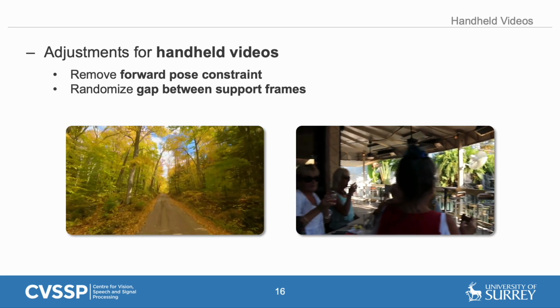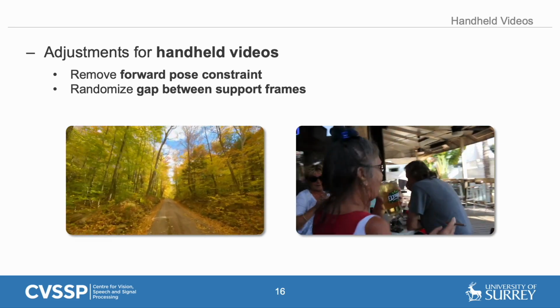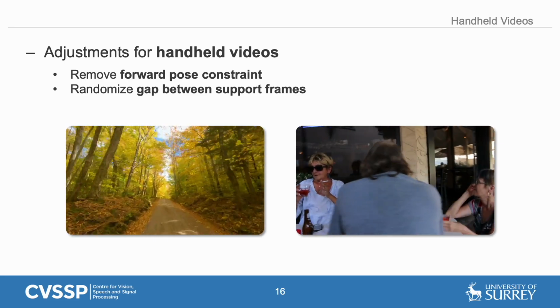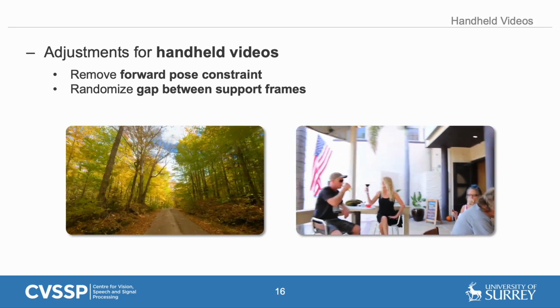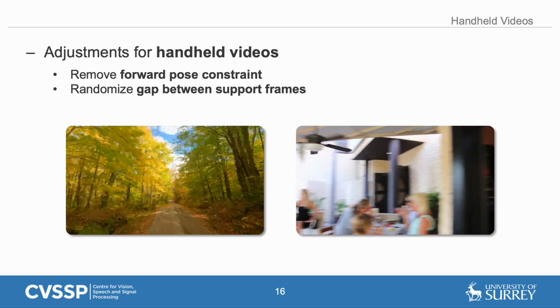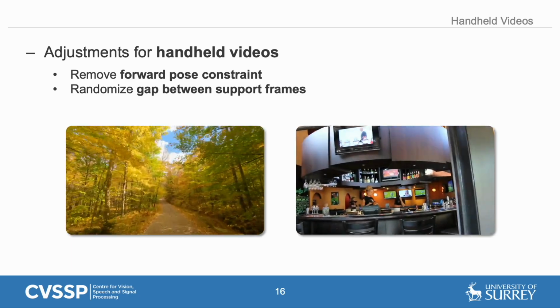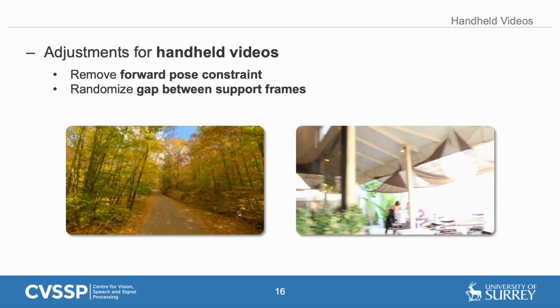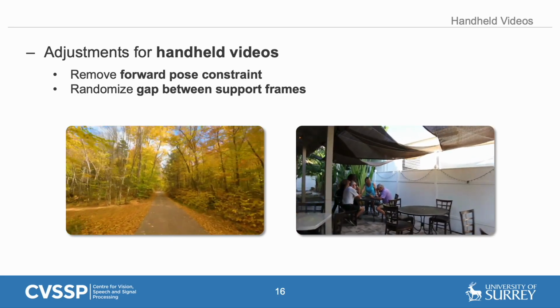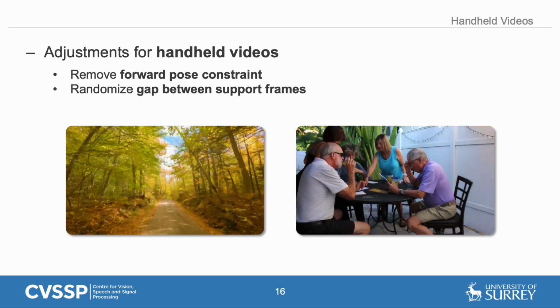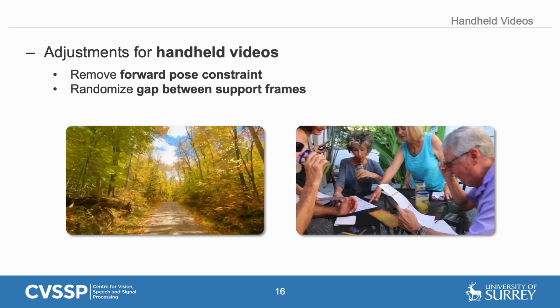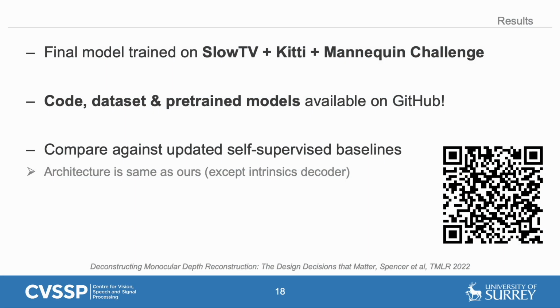Finally, we make some changes motivated by the handheld nature of our dataset. Existing methods force the pose network to always make a forward pose prediction. This makes sense in an automotive context where there is a strong prior on forward motion. However, handheld videos may exhibit more complex motion patterns. Handheld videos also have much smaller motion. This means there are more frames that overlap the target image. Randomizing the gap between the support frames diversifies the training motion. Our model was trained on a combination of SlowTV, Kitty, and Mannequin Challenge, and is publicly available on GitHub.